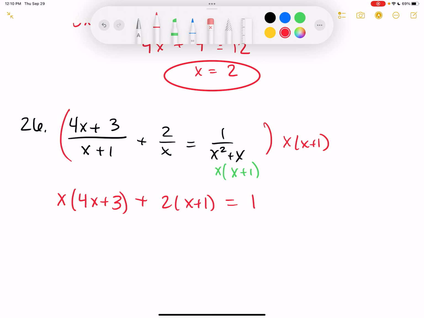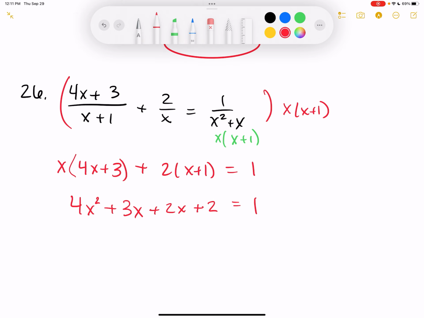Whoa, that was weird. Okay, so 5x plus 3x. Multiply. You gotta distribute. 4x squared. Plus 3x. Plus 2x. Plus 1 equals 1. I mean 2 equals 2. Oh my gosh, am I just having a stroke? Hold on, I have to erase all this because I literally wrote down the wrong thing. So combine like terms.